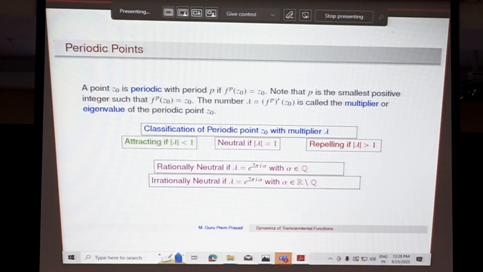If mod lambda is less than 1, it is called attracting. Mod lambda equal to 1, it is called neutral or indifferent. Mod lambda greater than 1, it is called repelling. Further, we classify the neutral case when lambda equals e^(2 pi i alpha). If alpha is rational, it is called rationally neutral. When alpha is irrational, it is called irrationally neutral. These classifications will help us see what role each plays.